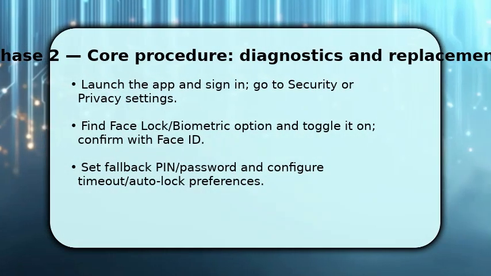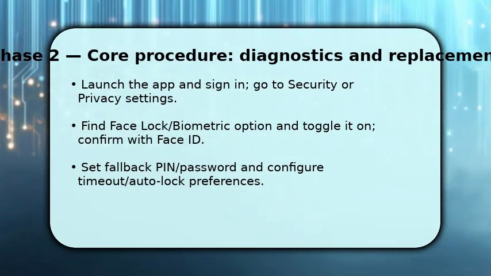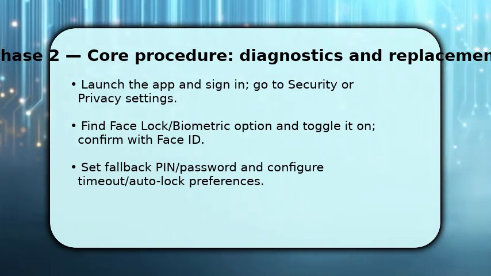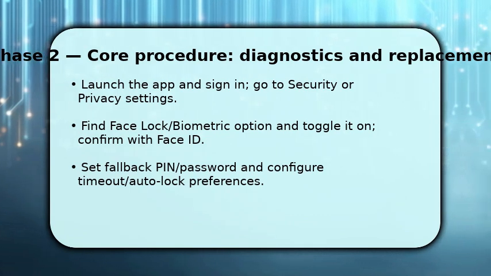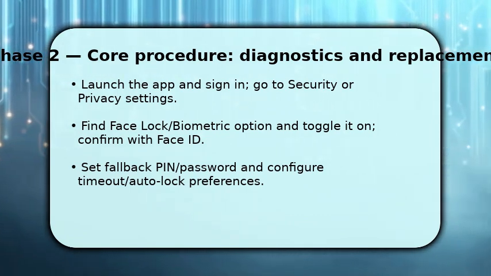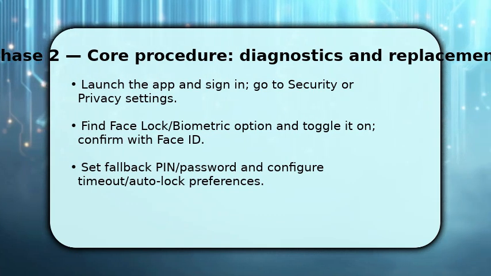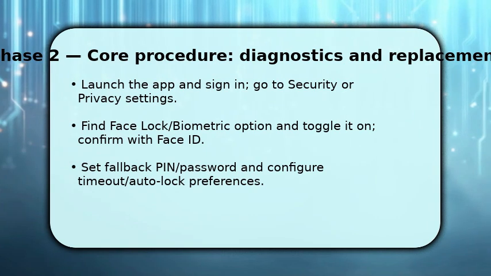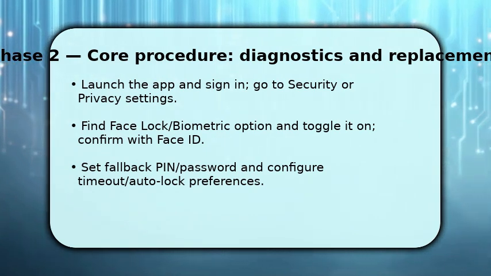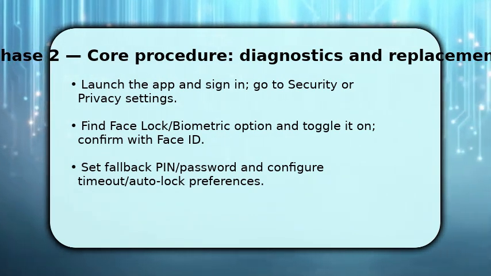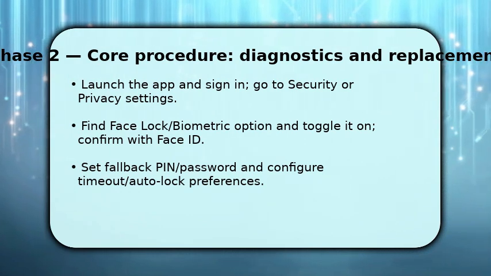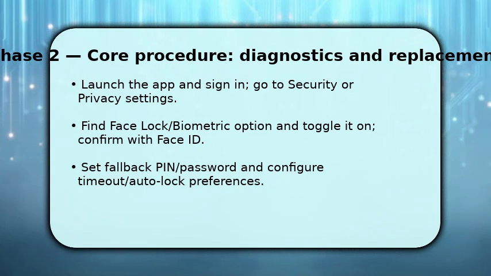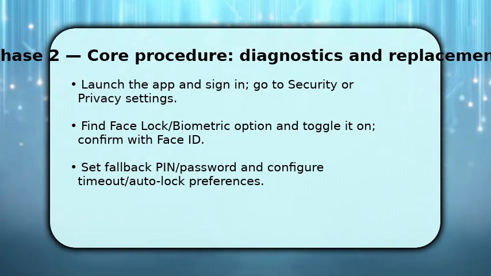You continue by signing into the app and navigating directly to security or privacy settings. Locate the Face Lock or biometric option and toggle it on. The system will prompt you to confirm with Face ID, so follow the on-screen prompt. Make sure you set a fallback PIN or password in case Face ID fails, and choose an appropriate timeout or auto-lock interval. Once enabled, test unlocking within the app to confirm it accepts your face and respects the timeout. This prevents accidental lockouts later.